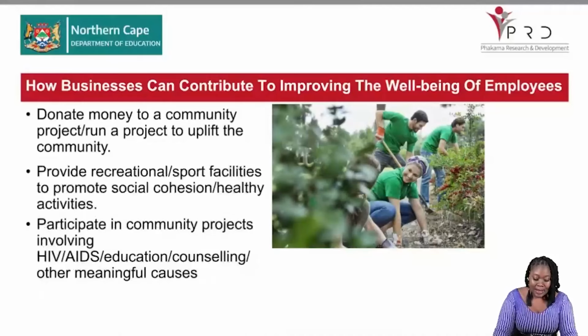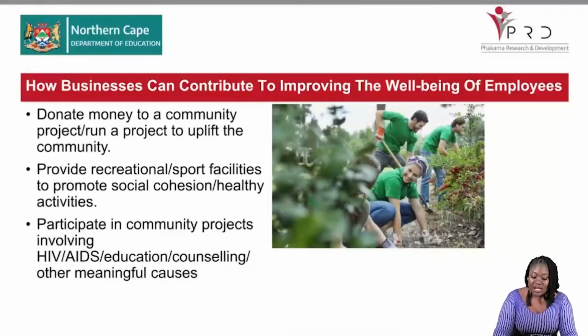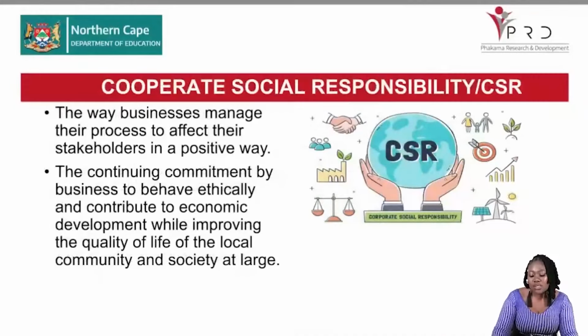Okay, and then they can also provide recreational or sports facilities to promote social cohesion or healthy activities. Again, we see it a lot in a lot of communities where businesses sponsor those nice park gyms or recreational facilities in the community. Okay, now we get into the second unit of our lesson, corporate social responsibility. What is corporate social responsibility?